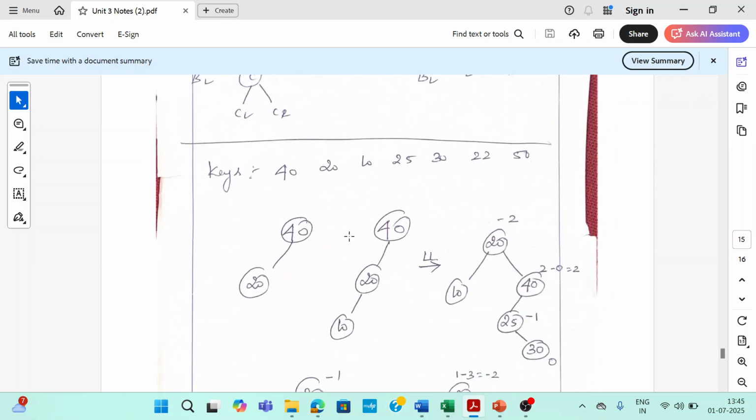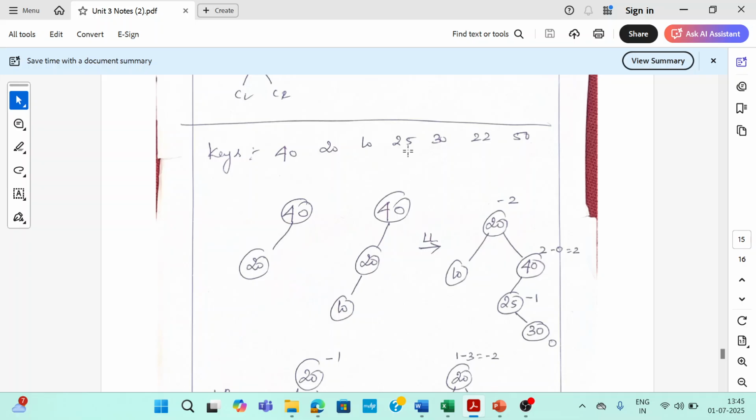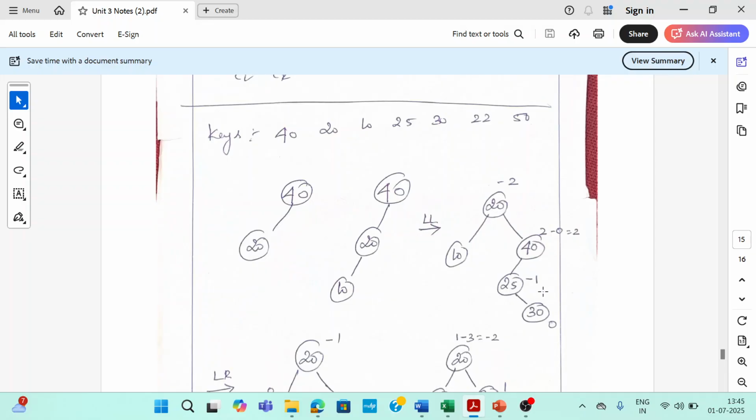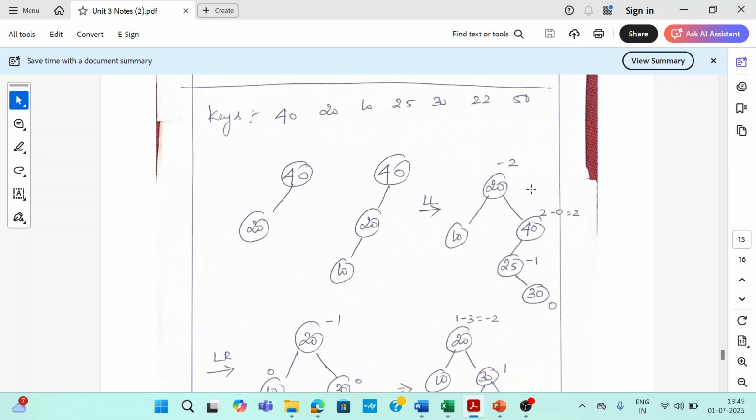So now here 40, 20 is fine. 40, 20, 10. So it's an imbalanced tree, right? So I'll perform left rotation. So now 40 goes that side and 20 goes up and 10. So then I will add 25. So 25 is more than 20, less than 40. So it will be a balanced one. And then when I add 30, this becomes imbalance. Minus 2 and 2 minus 1, 0.